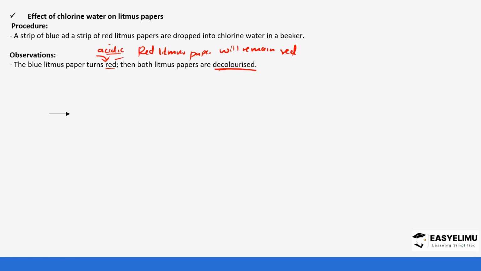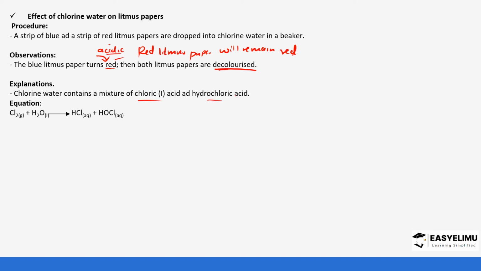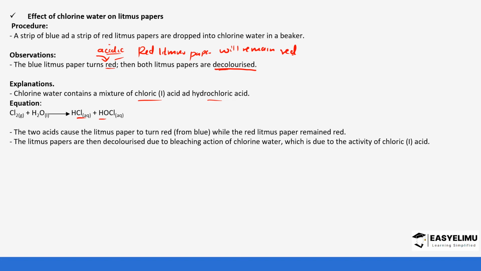So you can see this is a property of the chlorine water. So why is it being decolorized? So we said that chlorine water contains a mixture of chloric 1 acid and hydrochloric acid, and we talked about this equation previously. So what happens is the two acids are the ones that cause the blue litmus paper to turn red, while the red litmus paper remains red. Then we said that they are decolorized because of the action of the chloric 1 acid.